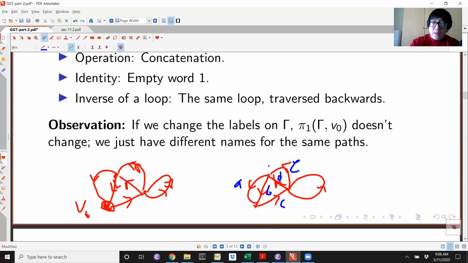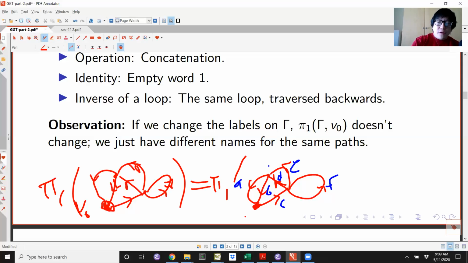There's D, E, F. So if I just pick a different letter for each edge, you can see that I haven't changed anything. Combinatorially, the paths in the left-hand graph are also paths in the right-hand graph, and vice versa. And so I observe that these are equal, or I should say pi1 of this thing equals pi1 of this thing.